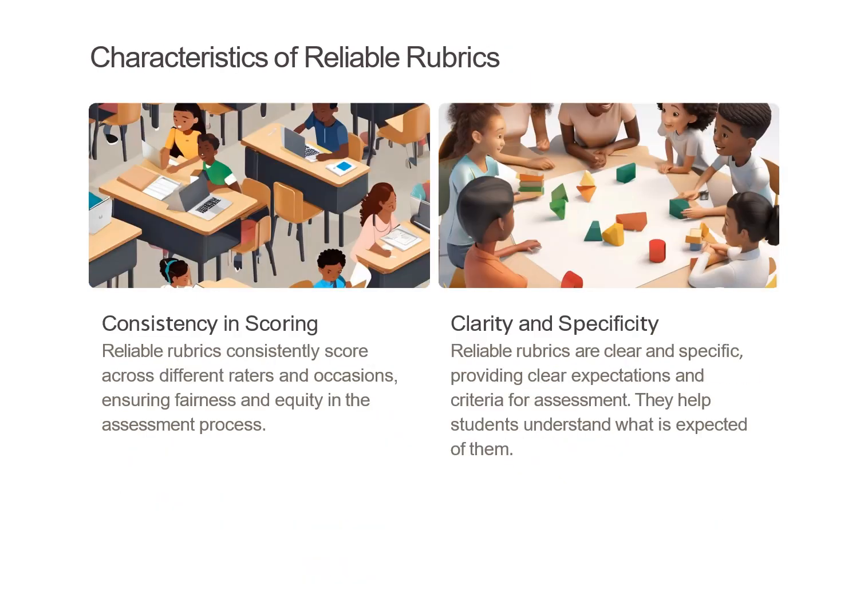One hallmark of reliable rubrics is their ability to yield consistent scores, no matter who scores them or when the assessment takes place. This consistency is vital for ensuring fairness and equity in the assessment process. When different raters arrive at similar scores for the same work, you can trust that the assessment is reliable and unbiased. Reliable rubrics are crystal clear and specific about what they're assessing.